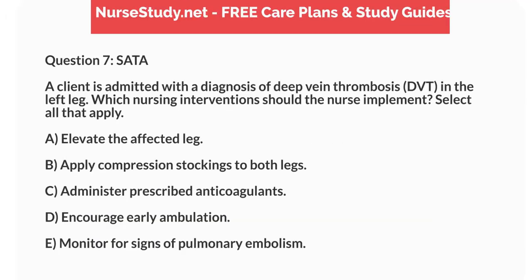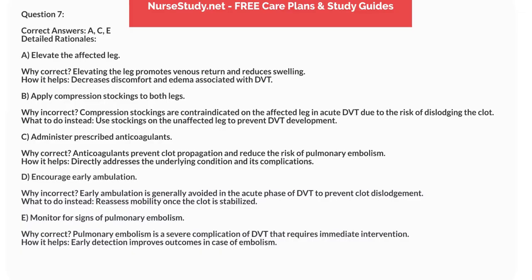Question 7. SATA. A client is admitted with a diagnosis of deep vein thrombosis, DVT, in the left leg. Which nursing interventions should the nurse implement? Select all that apply. A. Elevate the affected leg. B. Apply compression stockings to both legs. C. Administer prescribed anticoagulants. D. Encourage early ambulation. E. Monitor for signs of pulmonary embolism. Correct answers: A, C, E.